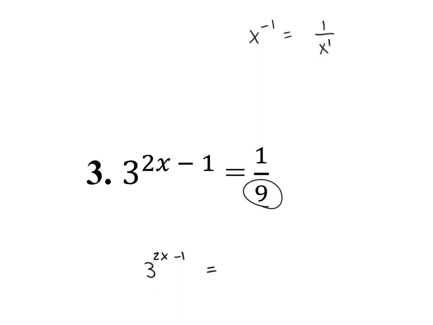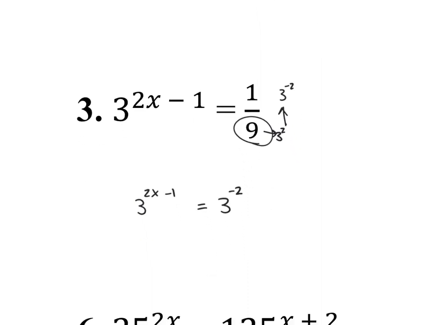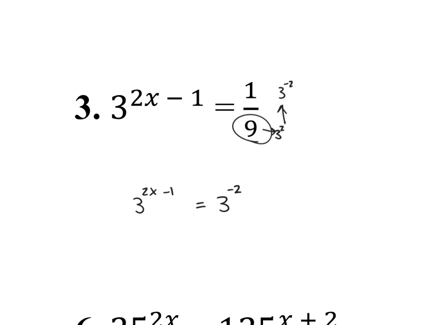And 1/9, 9 is 3 squared, but in the denominator, which means if I wanted to get it back to the numerator, it will need to become negative. 3 to the negative 2 power is 1/9, because 3 to the negative 2 power is 1 over 3 squared, which is 1 over 9. So be on the lookout for situations like that, because sometimes you will see them as fractions.